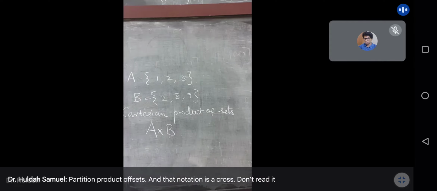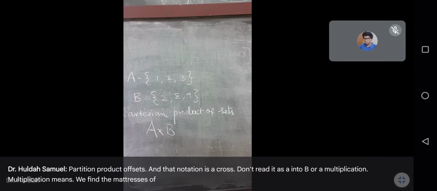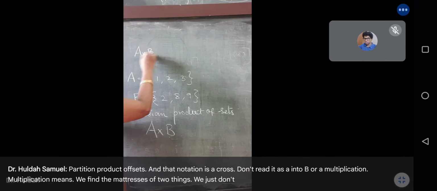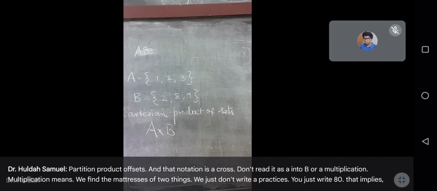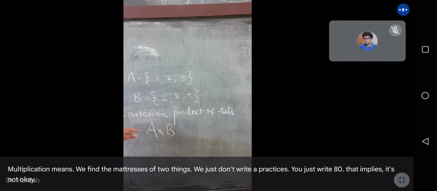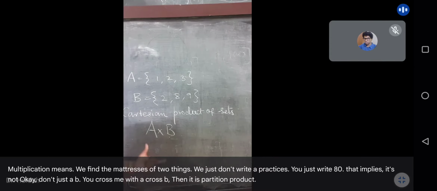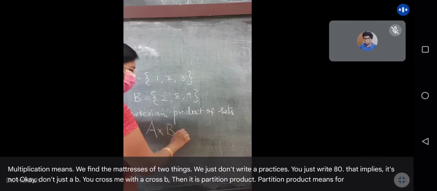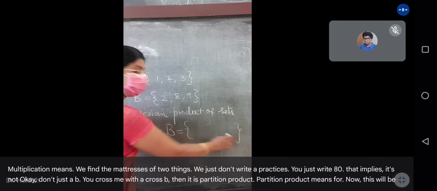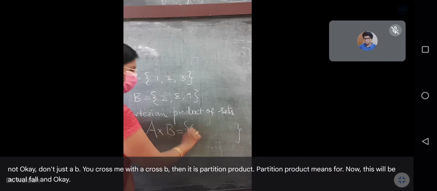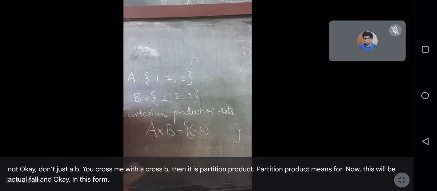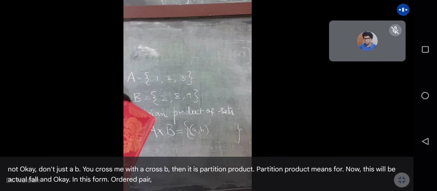Don't read it as A into B or A multiplication. Multiplication means if you find the product of two matrices, we just don't write a cross, we just write AB. That implies it's matrices. Okay. So for sets, we don't put just A into B. We use A cross B. With A cross B, it is the Cartesian product. Cartesian product means what? This will be the collection of all elements in this form. Ordered pair. You heard the word ordered pair?